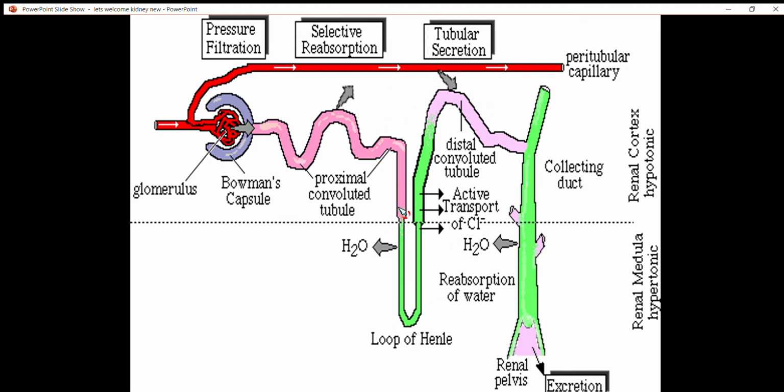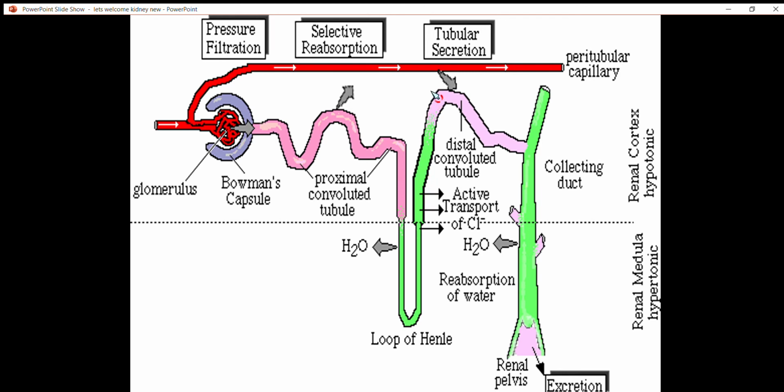And again back to this area. This is your loop of Henle, and Henle is the name of the scientist. It is the loop of Henle, the loop-like structure. Then we have got the distal convoluted tubule. All this is your distal convoluted tubule. Actually, the loop of Henle is divided into two portions. This is the thin part of the loop of Henle, and here we have got the thick part of the loop of Henle.